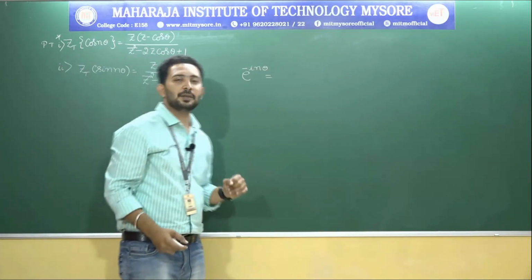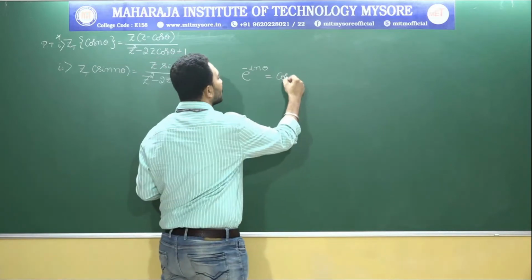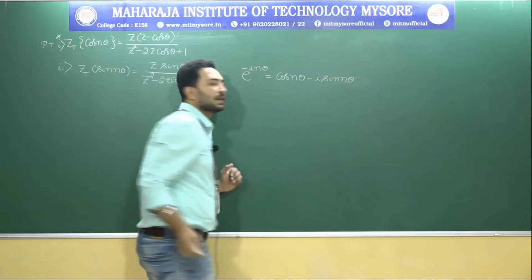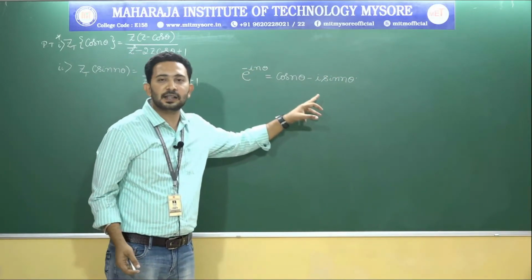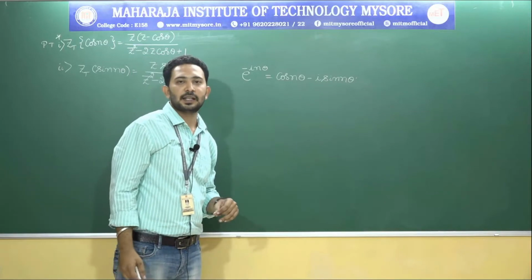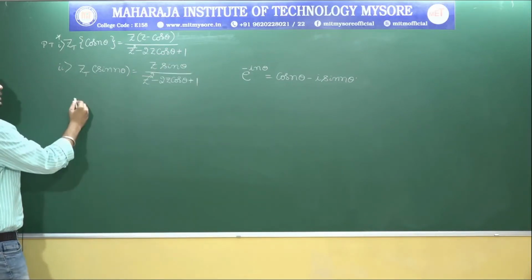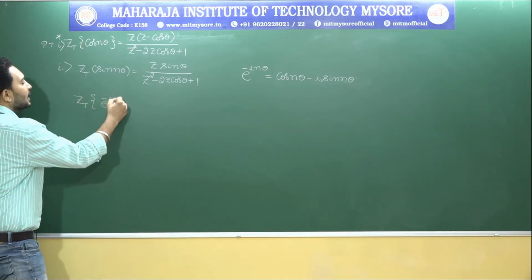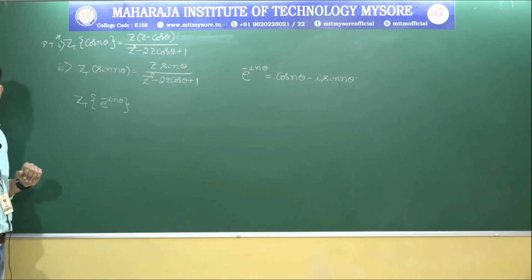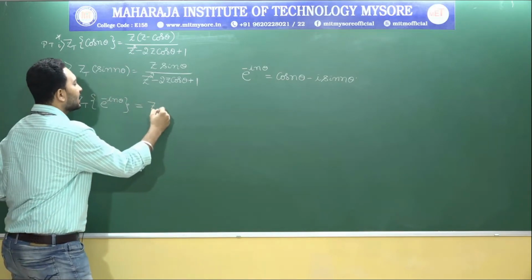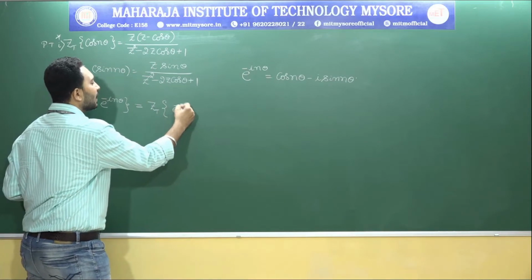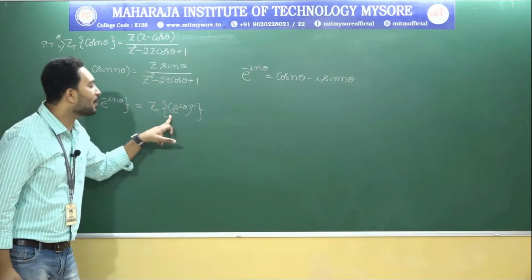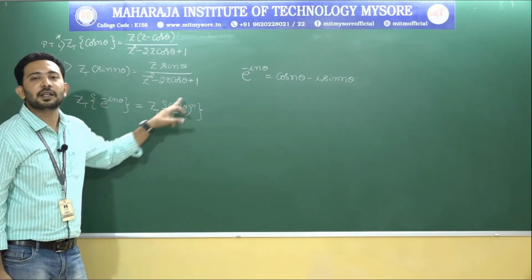I can write e power minus i n theta as cos n theta minus i sin n theta. Similarly, e power plus i n theta is cos n theta plus i sin n theta. First, I'll try to find the z transformation of e power minus i n theta. I can write this as the z transformation of (e power minus i theta) whole power n. It is in the form of the z transformation of a power n.